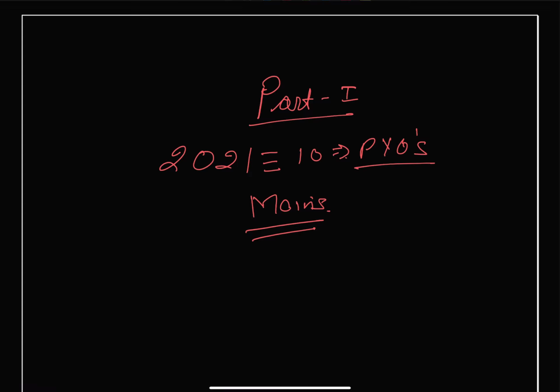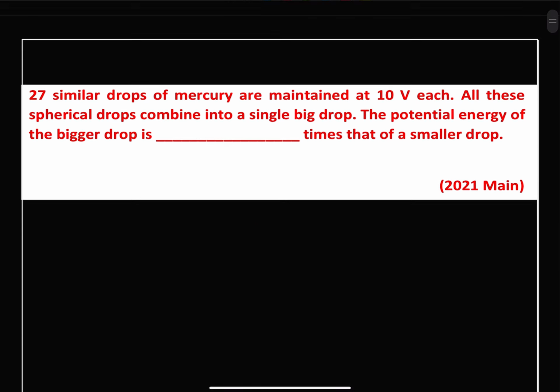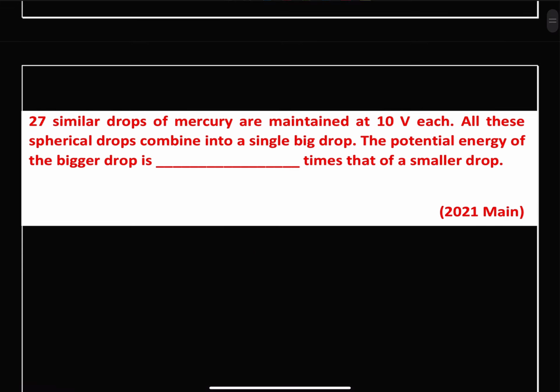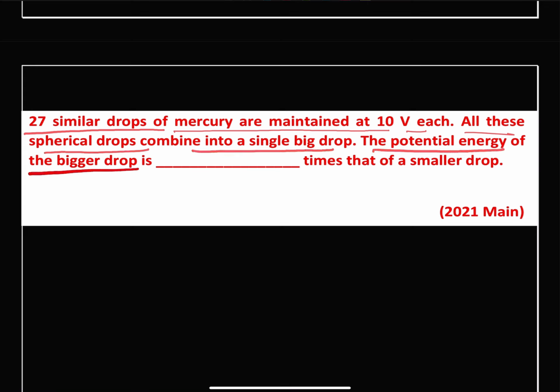So the first question states that 27 similar drops of mercury are maintained at 10 volt each. All these spherical drops combine into a single big drop. The potential energy of the bigger drop is dash times that of the smaller drop.